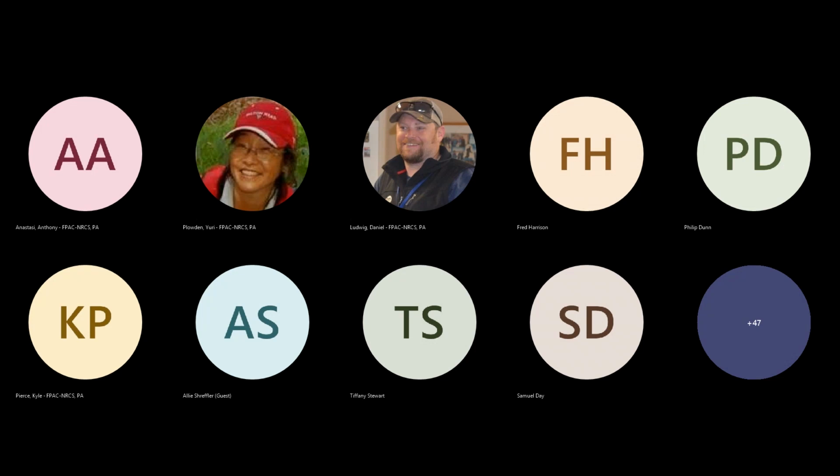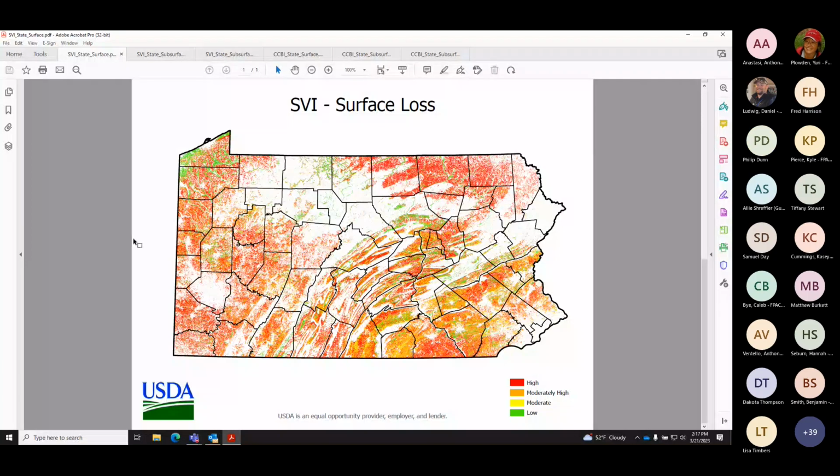So I'm going to share my screen and pull up the first one. Could somebody let me know if you can see this map here? See it? Okay, perfect. All right, so this is the soil vulnerability index.